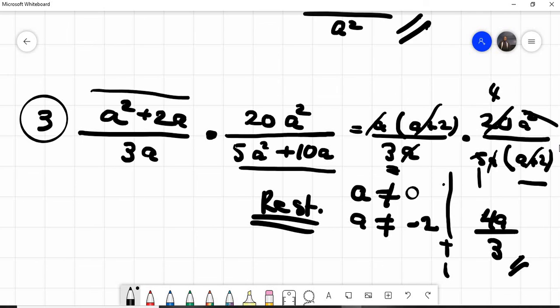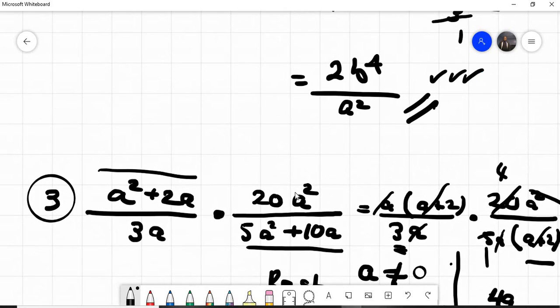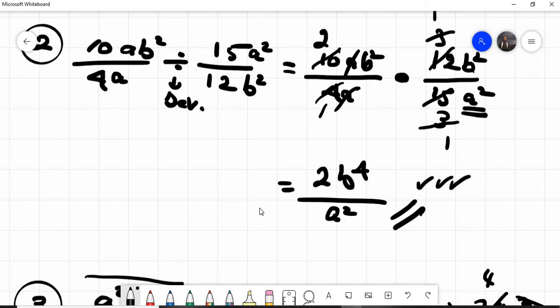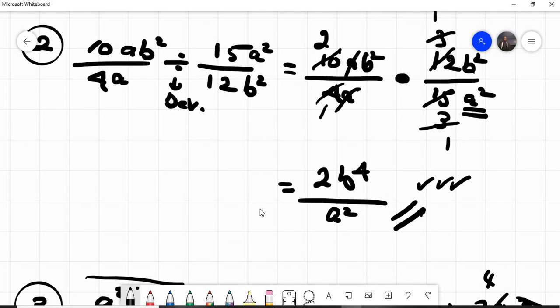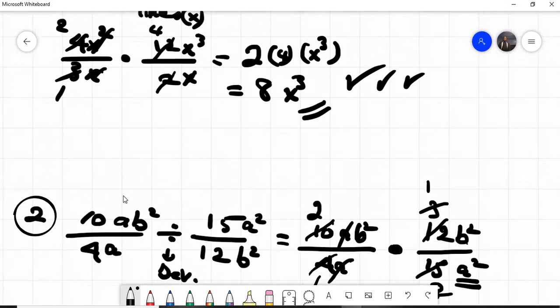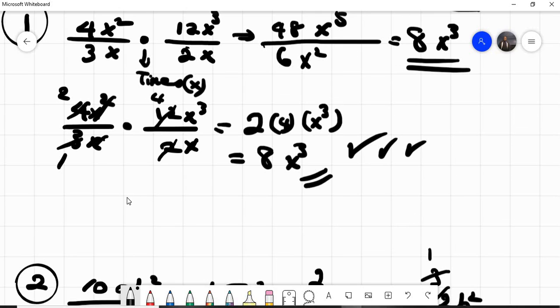That's correct. Now we have to go back a little bit, because the restrictions we didn't mention: when we flip it, a cannot be 0, because anything multiplied by 0 is going to be a problem. And for equation 1, the restriction is that x cannot be 0. That's it.